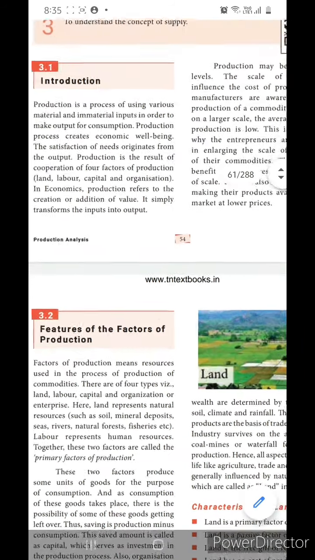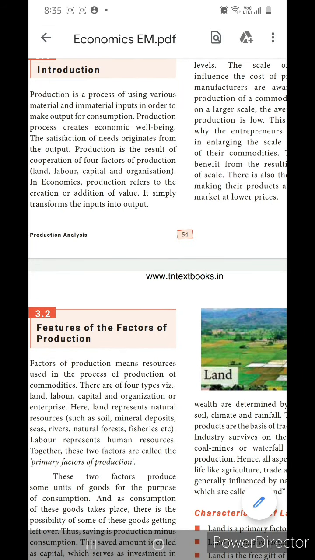Kids, in today's lesson we are going to learn about production analysis. In this one, first we are going to learn about the features of factors of production. First, you should know what the factors of production are.